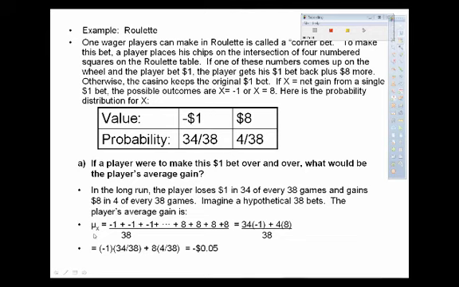Okay, so our mu, we add all of our -1s, which are 34 of them, and we add all of our 8s, which are 4 of them, or we could do 34 times the -1 plus 4 times 8 and divide by the total number of games to get our average. That's how we find our average. And when we do that, we get that our average gain is -5 cents. So for every $1 we bet, we expect the casino to get 5 cents, and we lose 5 cents.